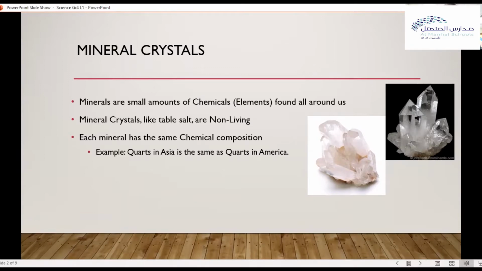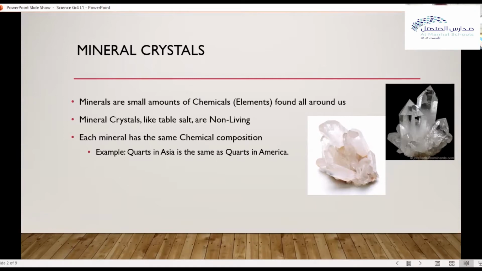So minerals are small amounts of chemicals, or what we like to call elements in science, that are found all around us. Even if we breathe in air, we breathe in oxygen, and that's called a mineral as well, or an element. Oxygen is found here on the periodic table, and hydrogen. If we take hydrogen and oxygen and combine these two elements, we get water. H2O: two hydrogens and one oxygen bound together. All of these elements interact with one another to form different kinds of materials around us that are found in the Earth's crust.